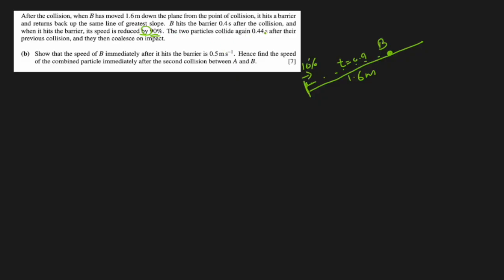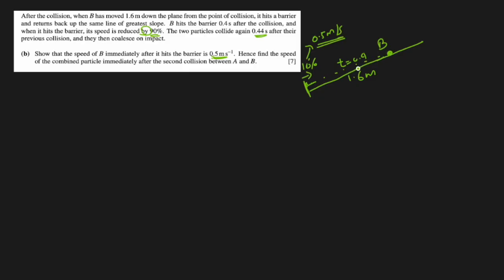The two particles collide again. Well, we'll think about this later because this is becoming complicated. They collide again after the previous collision, and they then coalesce on impact. Show that B immediately after it hits the barrier has a speed of 0.5 meters per second. That means this 10% is 0.5 meters per second. Hence, find the speed of the combined particle immediately after the second collision. We'll talk about the second collision later. First, let's look at this one.